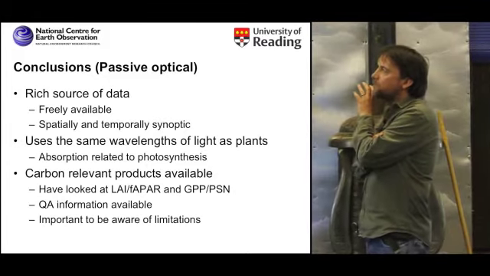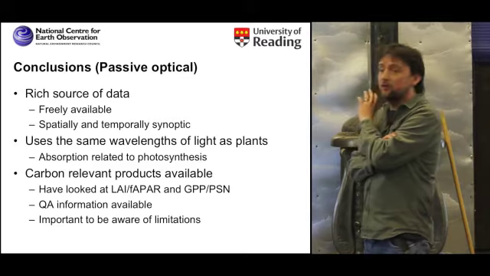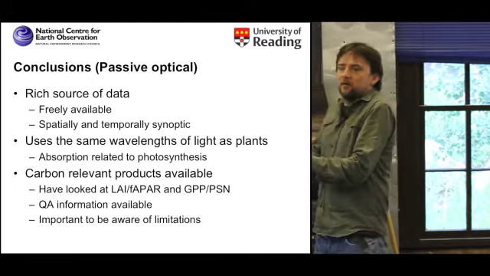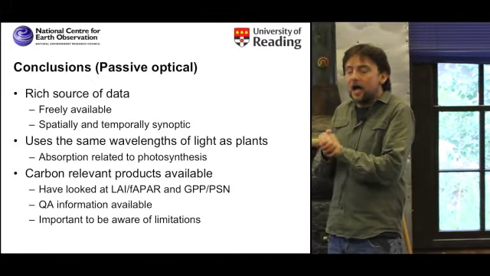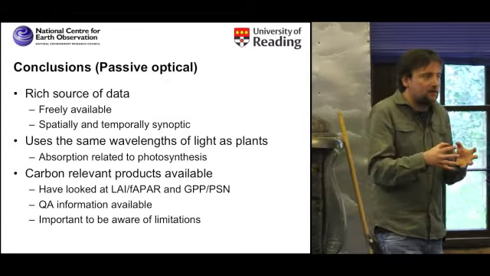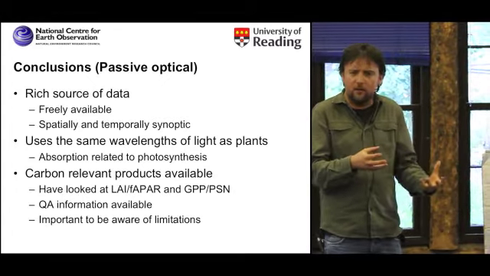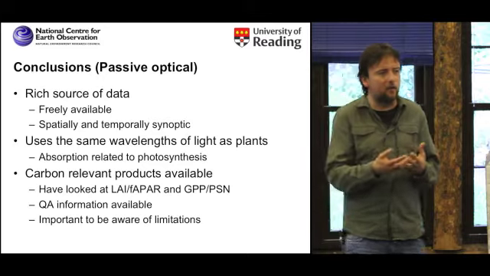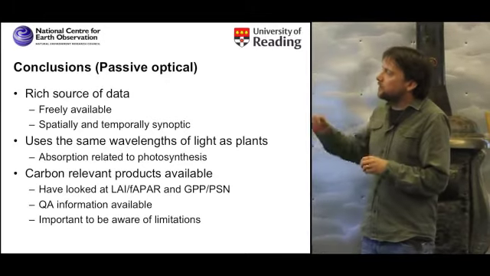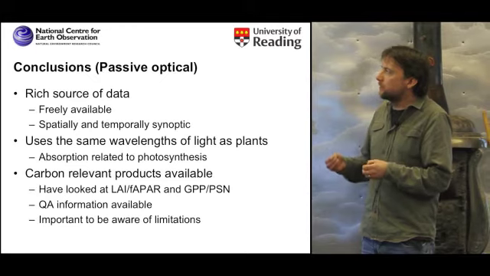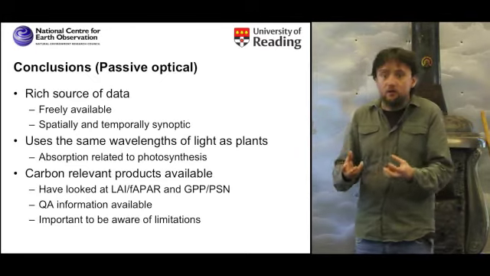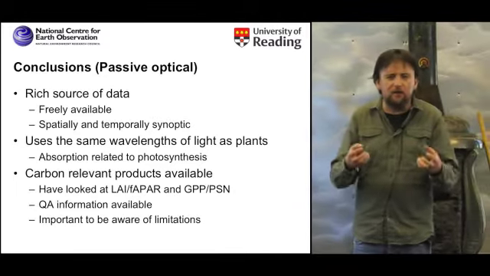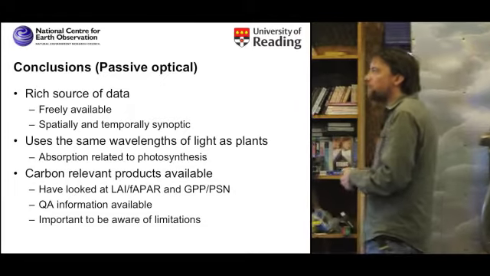So, passive optical data. It's a very rich source of data, freely available, covering the whole globe on a daily basis. Lots of different spatial and temporal resolutions available. And in that sense, it provides us with a unique tool for trying to understand how the Earth is responding to climate changes, for confronting large-scale vegetation models with data. There's probably nothing else quite like it. It uses the same wavelengths of light as plants do, so we know that there's some relationship there between what the satellite is seeing and photosynthesis. But obviously, as we've seen, you need to take massive amounts of care to untangle that.